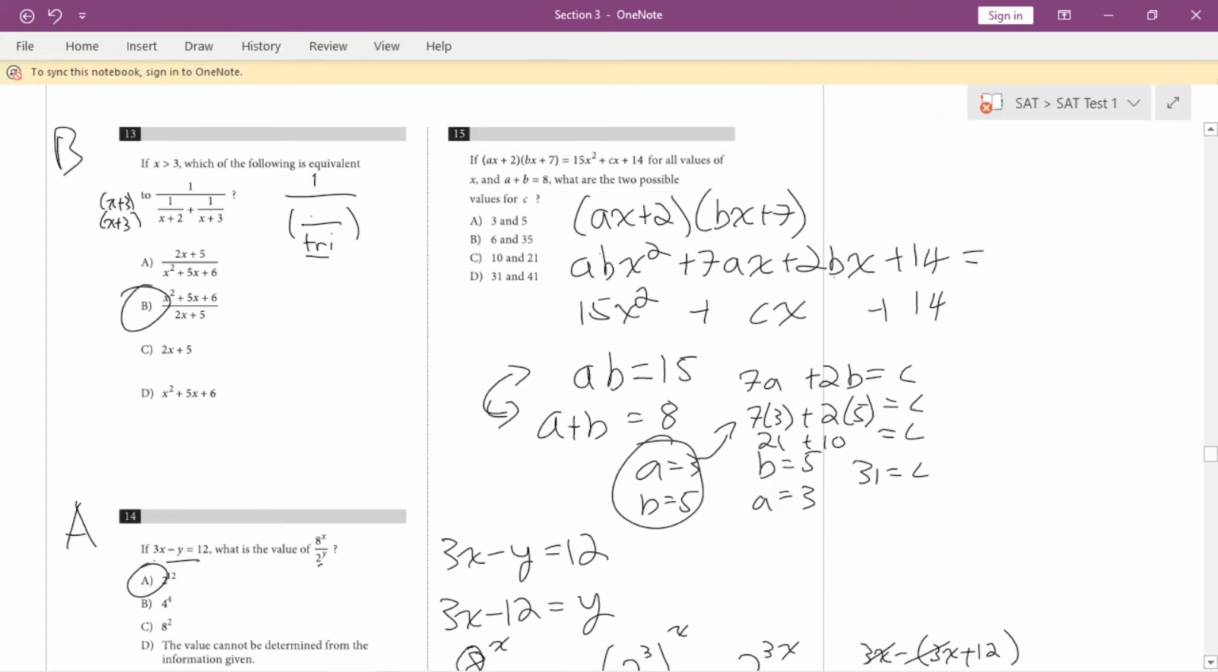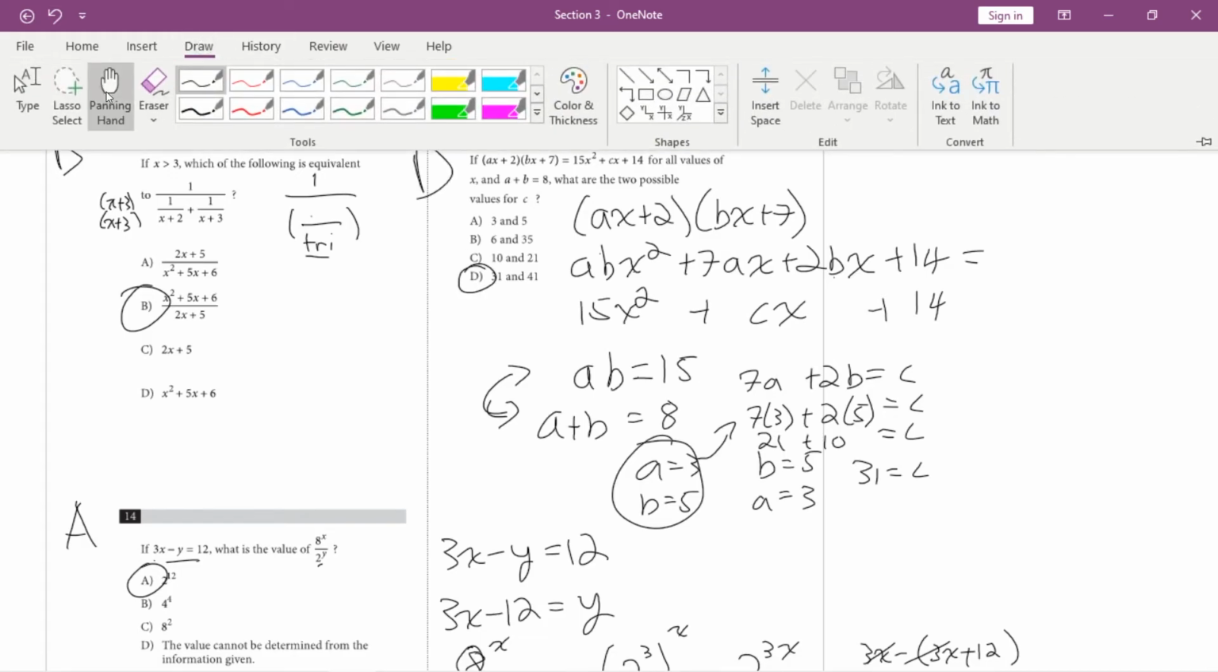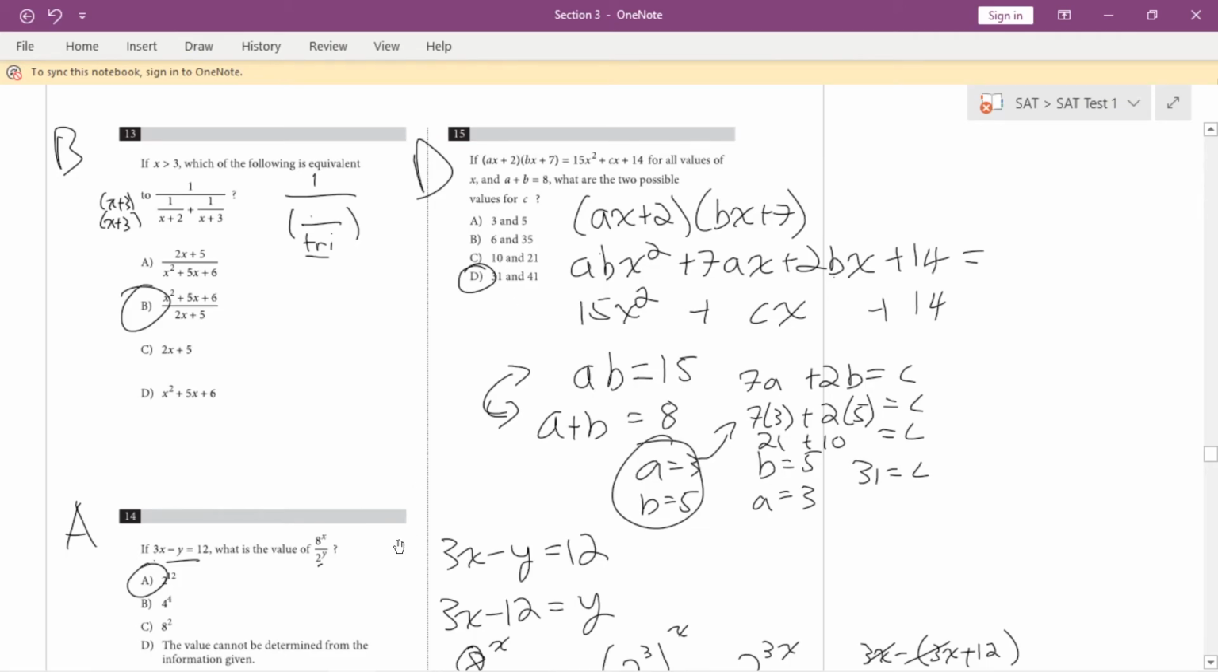31. Where do I see 31? Well, option D is the only one that has 31 as an answer, so the answer has to be option D. I don't need to check the other ones because there's no other 31, and I know 31 is the answer.